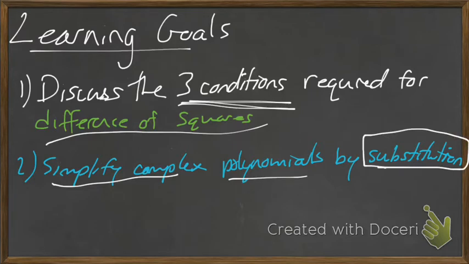We're also going to simplify complex polynomials by substitution. In many cases, you're going to have polynomials that are a bit more complex, a bit more over the top, and using substitution, let a equal x plus 2, makes it a lot easier.